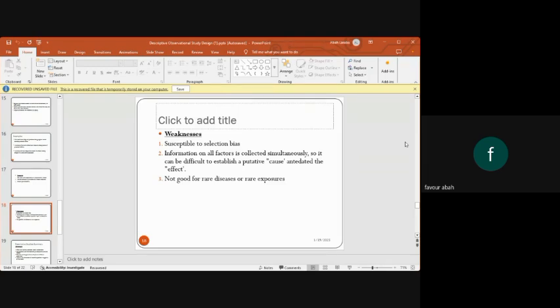It's not good for rare disease or rare exposure. I've said that before. It's good for disease where you can easily get samples of the population. It's not good for disease that is fatal, particularly where someone can easily die, like rabies.